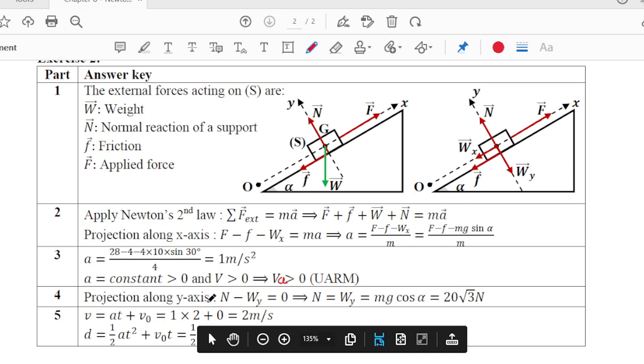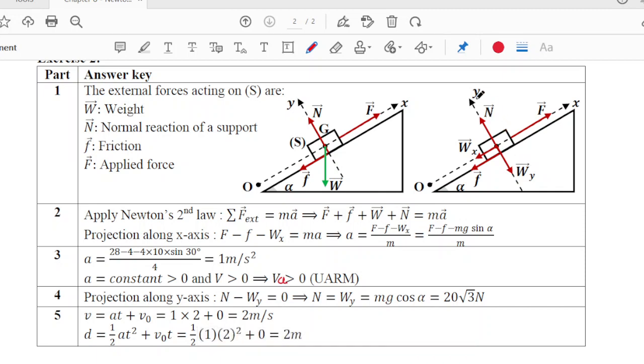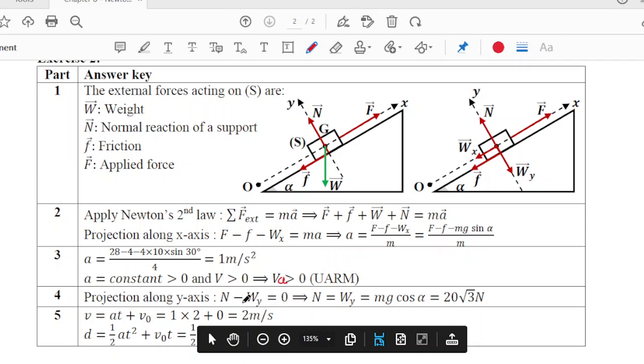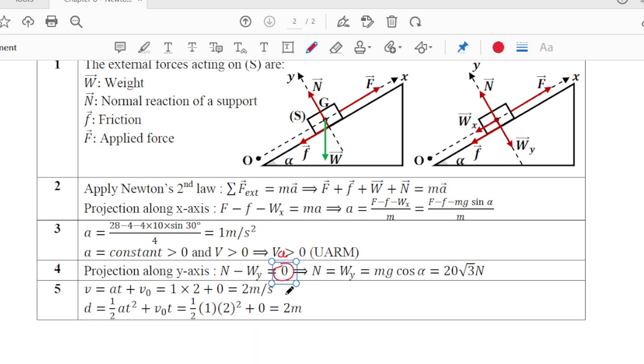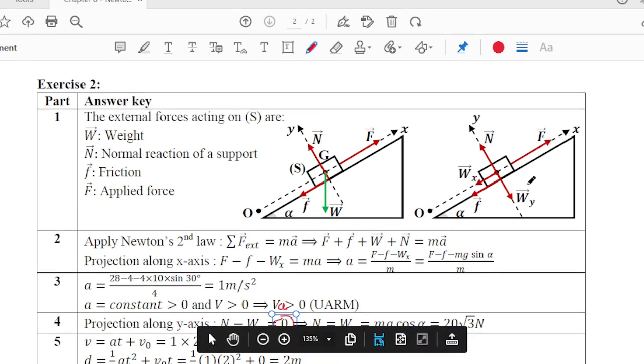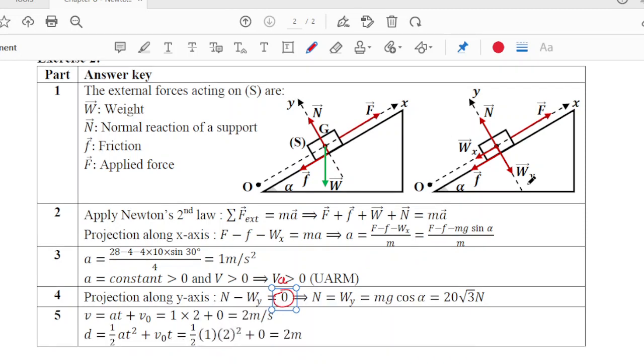Now we project along the y-axis. The two forces that act on S along y are capital N and Wy. As usual, N is along Wy, so I put N, and Wy is opposite to the y-axis, so minus Wy. But here pay attention: when we project along the y-axis, I don't put equals ma, I put equals 0, because there is no motion along y. The object is moving along x. No motion along y means the sum of forces acting along y is 0. Not moving. N and Wy are balanced. They cancel each other. Their sum is 0.